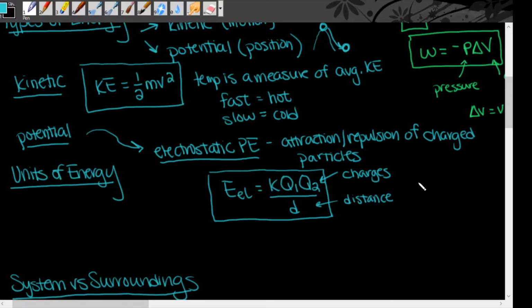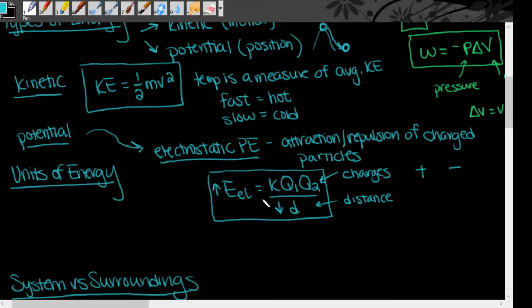Okay, so if we're talking about charges, like a positive and a negative, these charges attract one another. And the closer these two charges are to one another, the stronger their electrostatic potential energy, right? Because if you have a small distance between those two charges, the greater that electrostatic potential energy is going to be. Okay, so this is going to govern lattice energy of ionic compounds and strengths of intermolecular forces.